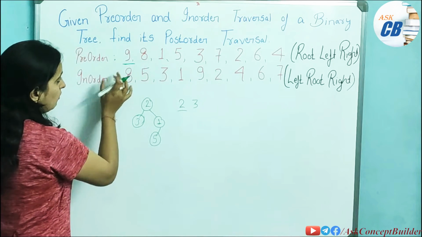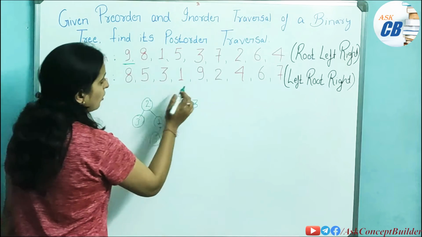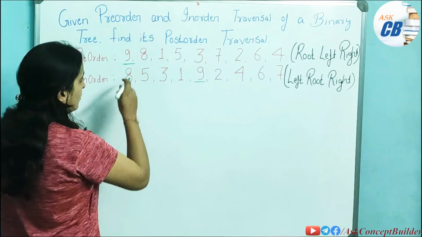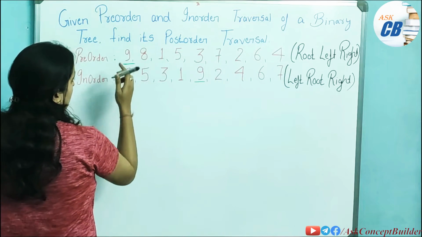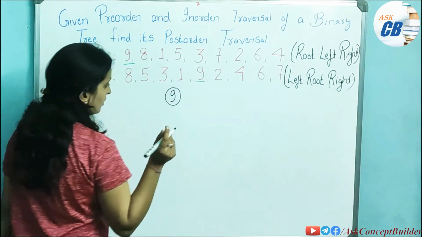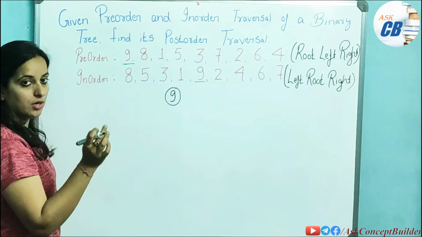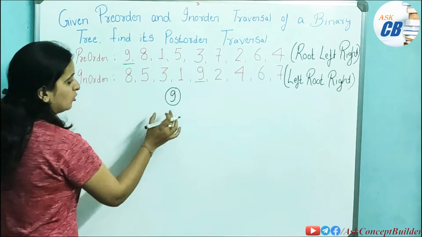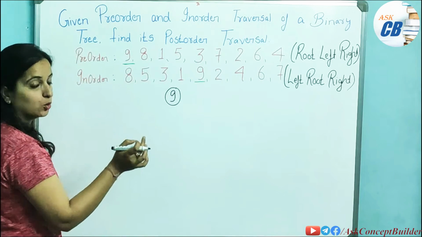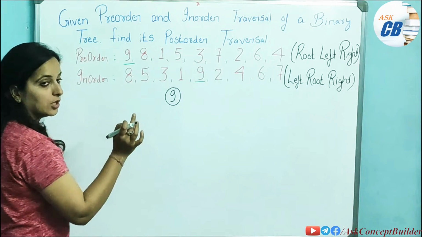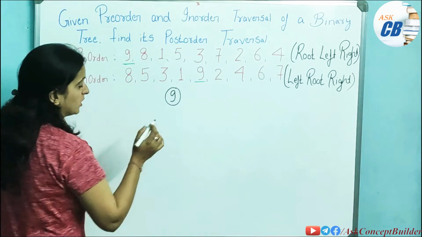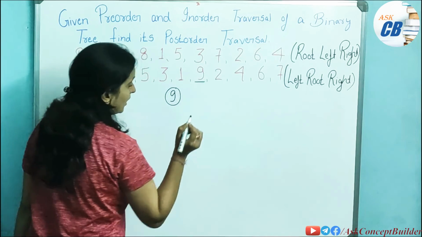Now you will find this root node in your in-order traversal. So first node will be your root node, that will be 9. To construct the tree, first you go to the pre-order, see its first element, and draw that element because that will be your root node. Then you have to search this root node in your in-order traversal, to see where it is present. Now you can see 9 is present here.